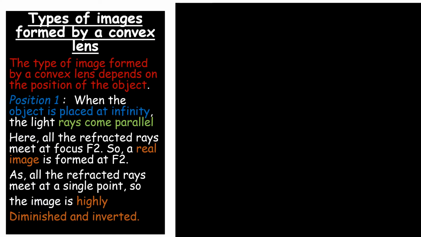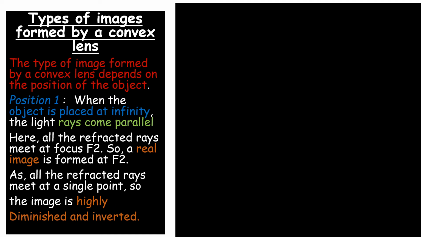Now we are going to learn about the types of images formed by a convex lens. The type of image formed by a convex lens depends on the position of the object. So there are again several cases.